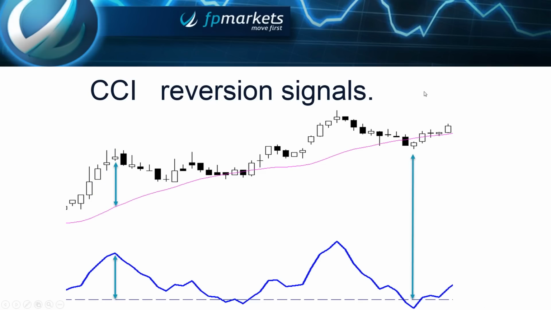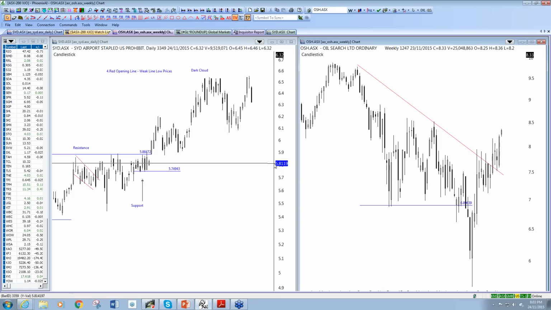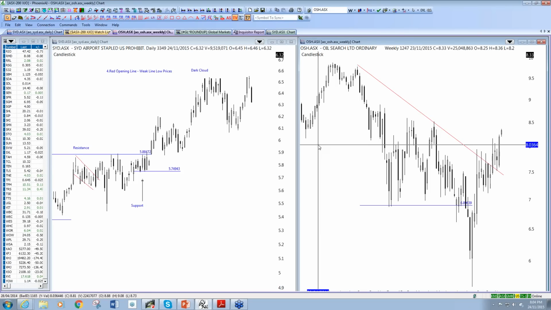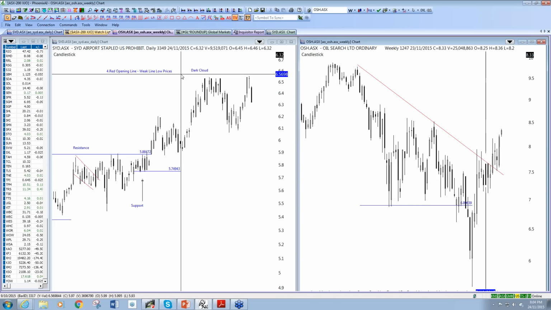Now, bear with me while I try and get some charts up. Okay, there we go. I think that's coming up. Very good. Okay, so now we've got the way that I organize things on my screen: on the right hand side here I have a weekly chart, and on the left hand side here I have a daily chart.